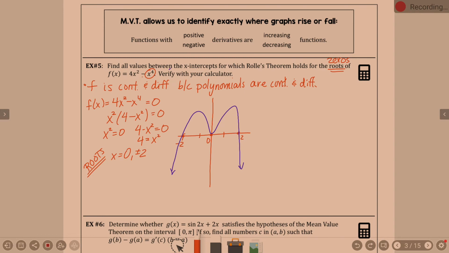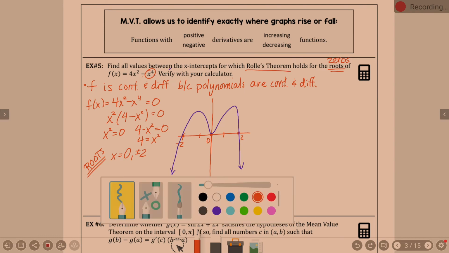First of all, my endpoints are going to be the same, right? These are all the roots. Those are all the same. So in between the roots, we need to look at where my derivative equals, since it's Rolle's theorem, 0, because we want a horizontal tangent line. So let's look at our derivative.